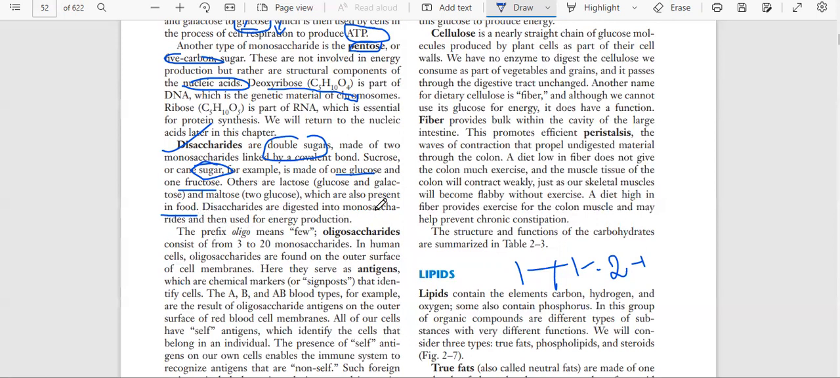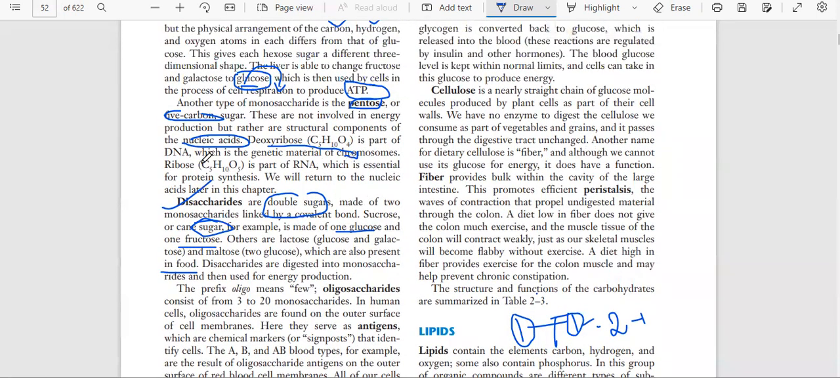Disaccharides are digested into monosaccharides, then used for energy production. So if the glucose is double, then it will take time to digest. The disaccharide will be converted into monosaccharide. Monosaccharide is converted into glucose. Then glucose is utilized as ATP by cell respiration. So understood? Disaccharide will have double sugars, but only monosaccharides are utilized by nucleic acids.